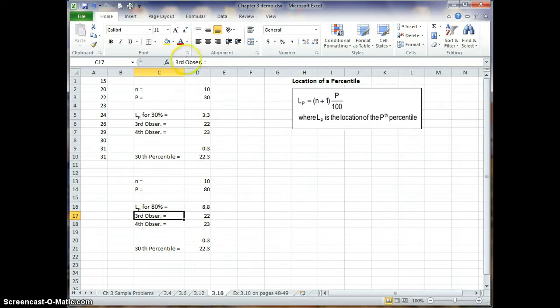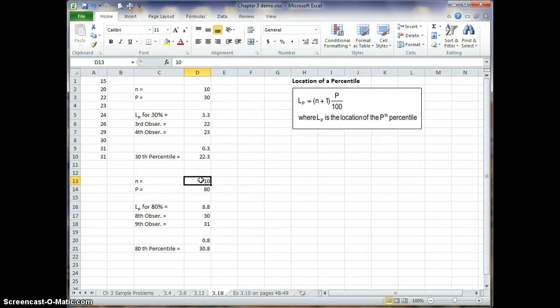And instead of the third observation, it's going to be the 8th and the 9th. And in this case, the 8th would be 30, the 9th would be 31, and I have to change this formula to 0.8 rather than 0.3. And what it does then is, instead of the 30th percentile, I now have the 80th percentile. So again, that was kind of quick, but you'll be able to look at the formula here. So again, I'll walk you through it.